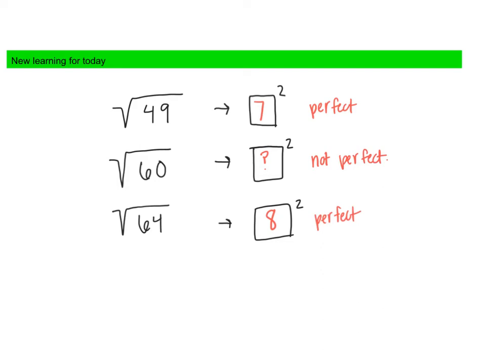And so we know that this one in the middle was not a perfect square root, but we know it's closest to 8, right? 60 is really close to 64. It's close to 49, but it's closer to 64. So our answer, we could estimate that it's close to 8. Okay, that's our new learning for today. We're going to move on to our exercises, and then we will get into our exit ticket.